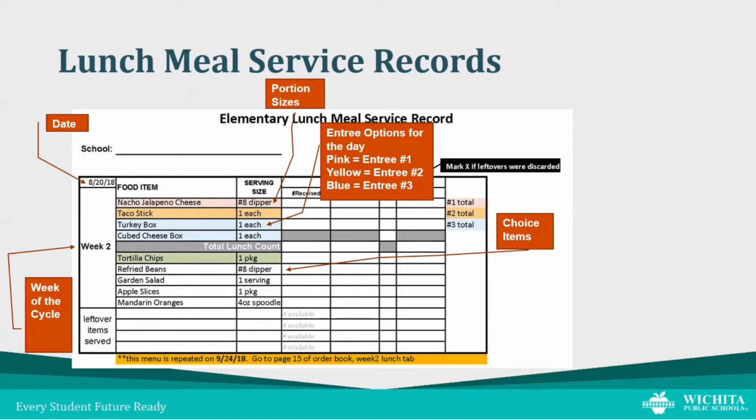Portion sizes of each item. It tells you what size dipper or utensil to use to serve the item. Here in this example, nacho jalapeno cheese should be served with a number 8 dipper. Be sure to check this column every time the menu is on.